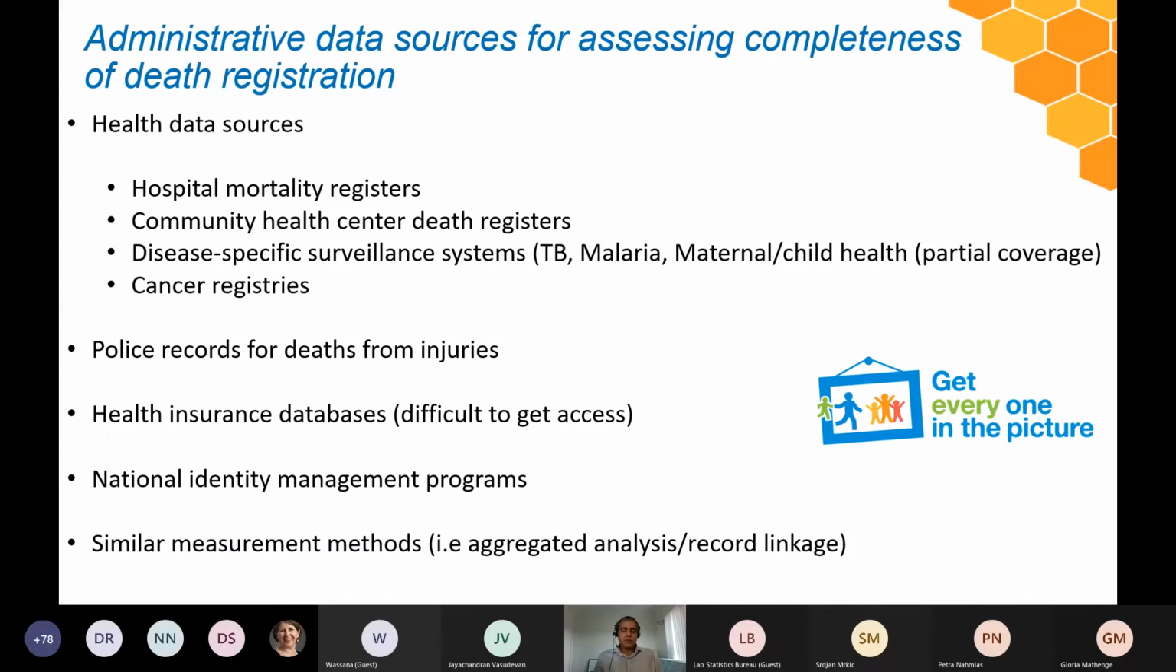In terms of measuring or comparing completeness of death registration, there are also a range of administrative data sources, mostly from the health sector, in terms of hospital mortality records or health center records or disease surveillance program systems for specific diseases, cancers, etc. You could use police records for deaths from injuries. Sometimes you can use health insurance databases, but it's usually difficult to get access. And then you have the identity management programs. There are similar measurement methods in terms of aggregated analysis or record linkage.